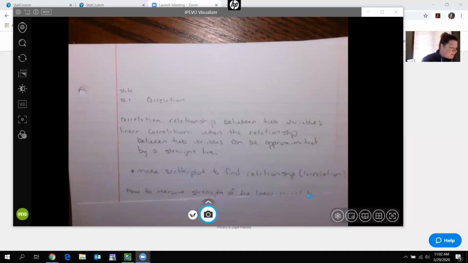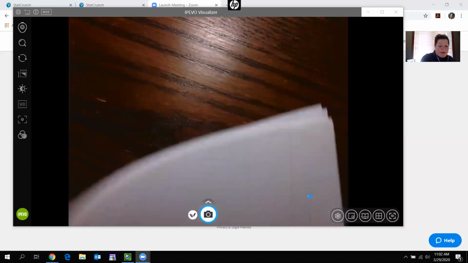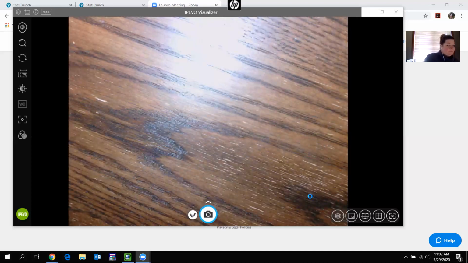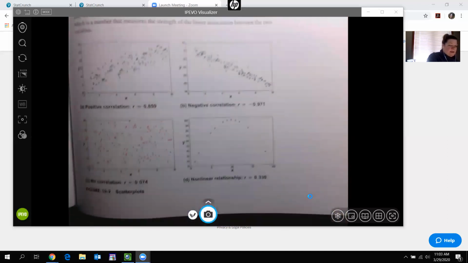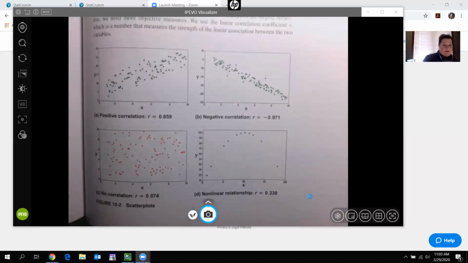Okay. So we're going to make a scatter plot to see what is that correlation, what is our relationship, and how are we going to measure the strength? Well, let's look at a couple examples real quick from the book. Okay, all right, here are my 4 examples.